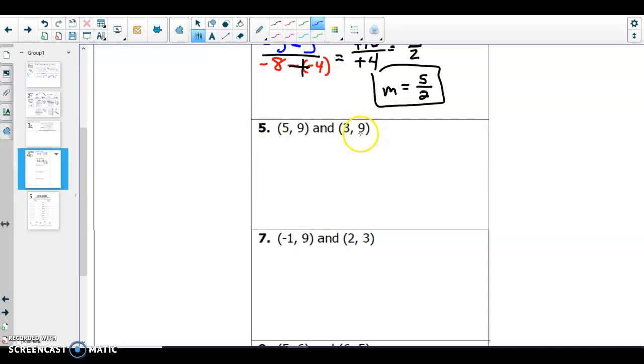Number 5. We've got 9 and 9 are my y's, so I subtract backwards. 9 minus 9. Over, in red, we have 3 minus 5. So let's simplify it. This is 0 on top and negative 2 on the bottom. 0 divided by anything will give us a slope of 0.